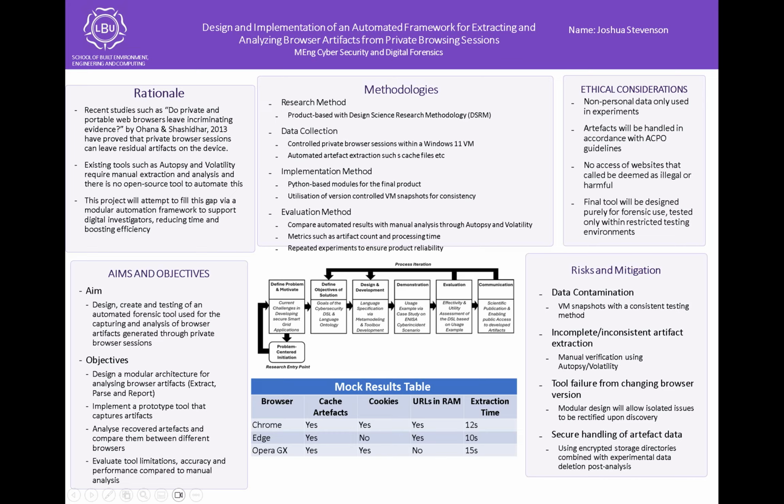And then finally, the evaluation method. The tool's results will be compared against the manual analysis with Autopsy and Volatility. We'll be looking at metrics such as the artifact count, processing time, and what different types of data have been collected. These experiments will also be repeated to ensure that this data is set in stone. It's not a one-off occurrence or anything that could potentially change what data is being extracted. It's making sure it's solid and can be tested against.